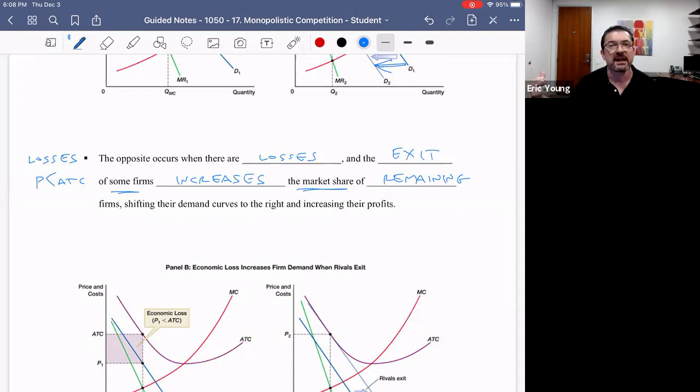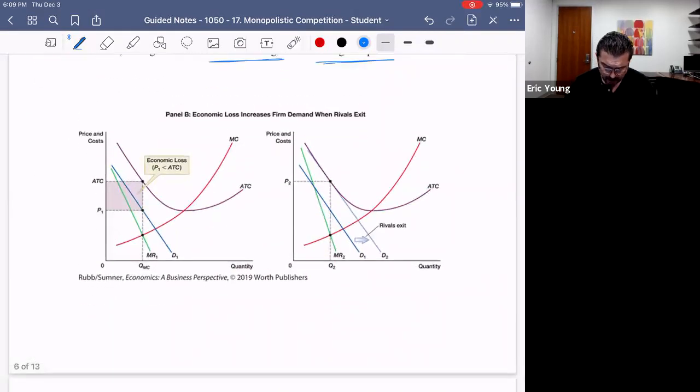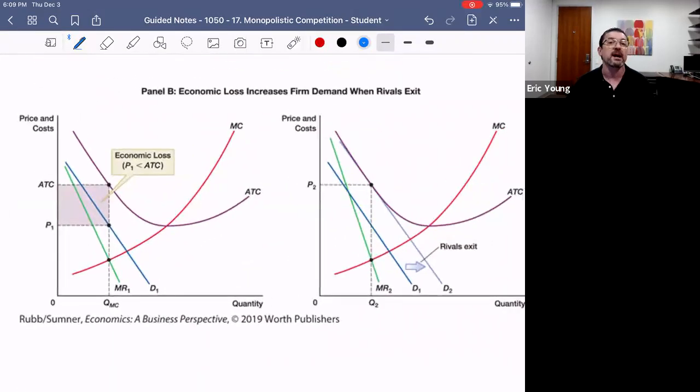Well, as they leave the industry, the market share, the number of sales for the firms that remain is going to go up. And this is going to shift their demand curve to the right. It's going to allow them to charge some higher prices, and it's going to increase their profits. It's the same process as before, just the opposite way. Again, here in this panel, we see a monopolistically competitive firm making a loss. You see the loss box right here that we've talked about. Well, what's going to happen?